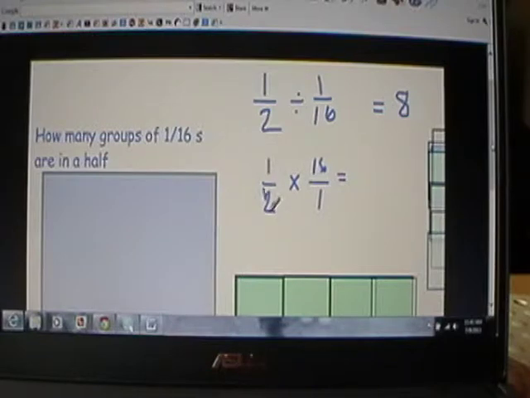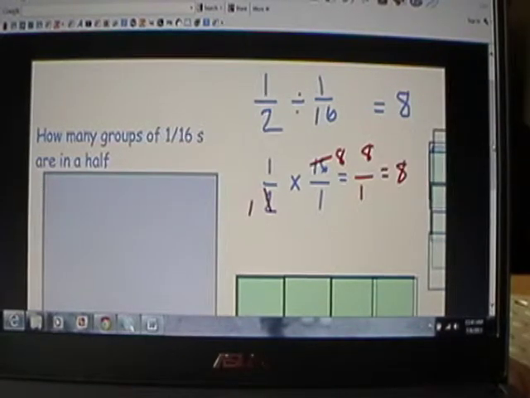If we reduce ahead of time, dividing by the GCF of these two values, the GCF of 2 and 16 is 2. 2 divided by 2 is 1. 16 divided by 2 is 8. 1 times 8 is 8. And 1 times 1 is 1. And of course 8 divided by 1 is 8. But we already knew it was 8 because we counted, but it's helpful to have a model of it.